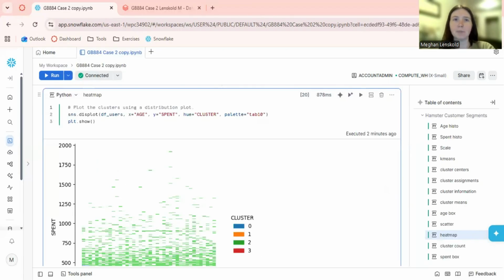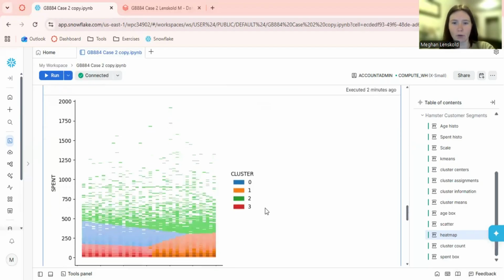To make this actionable, I used a machine learning technique called k-means clustering to group customers into four distinct segments based on their age and total spend. Here's what those four groups look like.